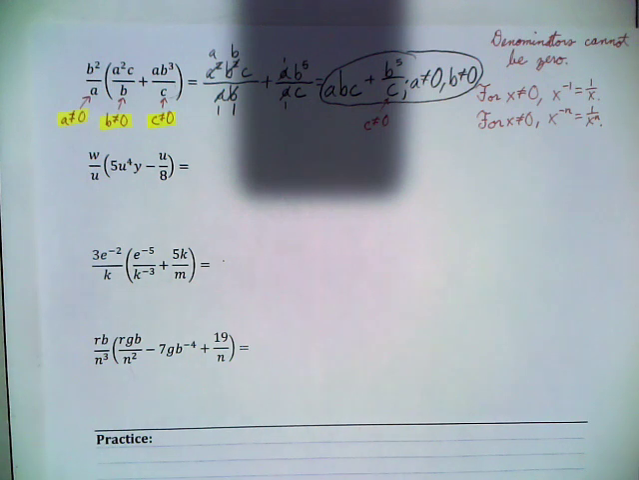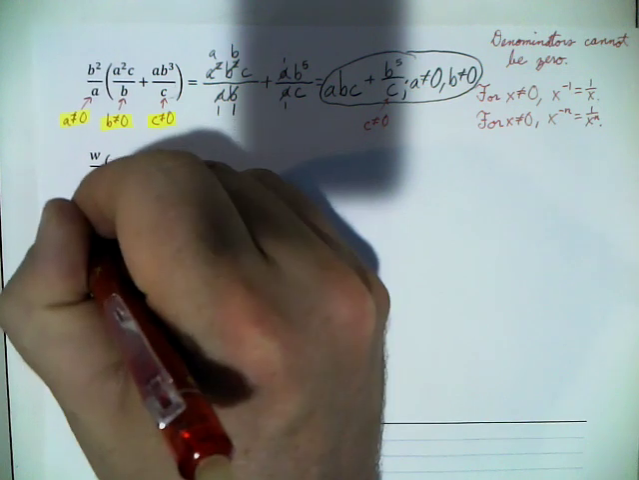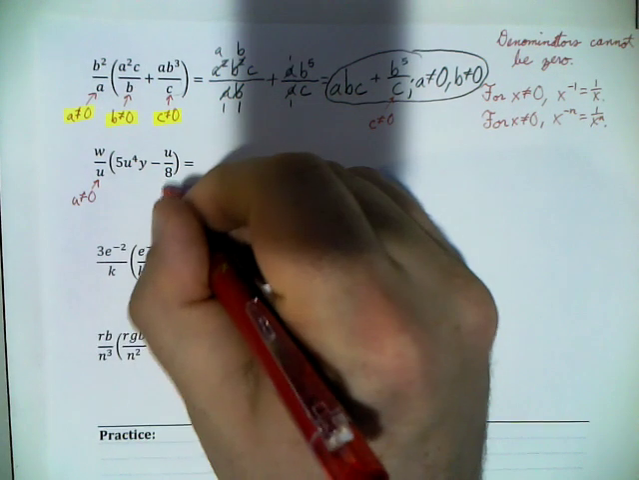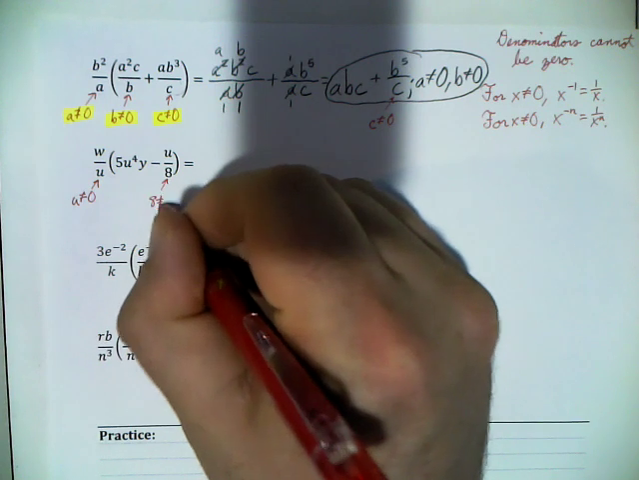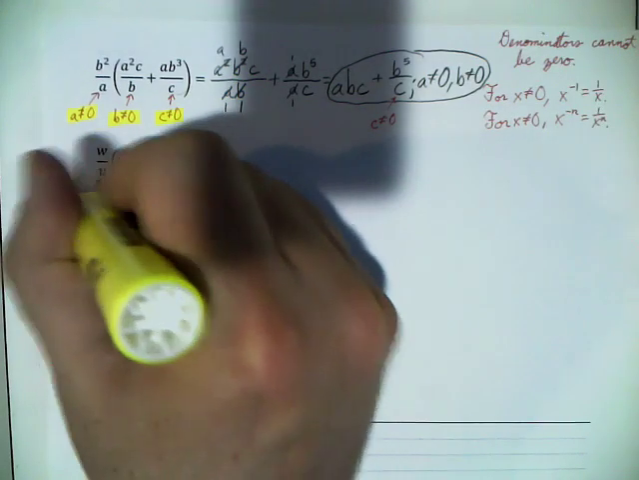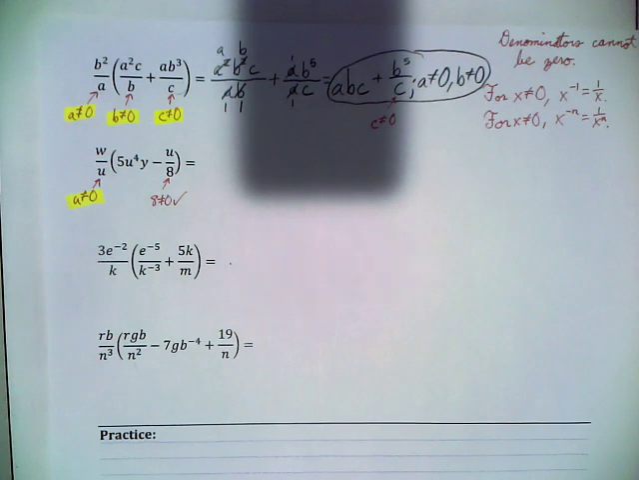All right, moving on to the next example here. Looking at excluded values first, I see in this fraction that u cannot equal 0. And then I've got another fraction here where 8 cannot equal 0, which remember, that's always true, so that's not an issue. We don't have to worry about that. And so we really only have one excluded value. U cannot equal 0.